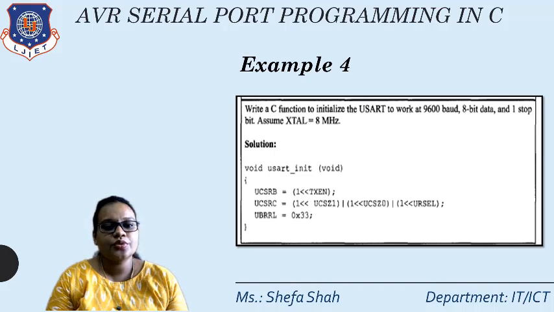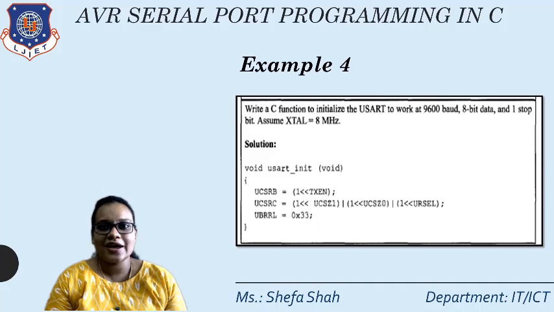So we write void, then the function name. Here the function name is USART_initialization, and that is your function name. Now, in the function itself, we initialize the values. First of all, as we did in assembly language, similarly here, this is the data for transmitting. So here we load the UCSRB register with 0x08, then the UCSRC register with 0x06.